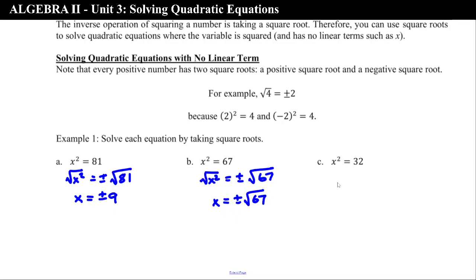All right, for C, we've got the square root of x squared on this side, and the square root of 32 on this side. And don't forget your plus or minus. Square root of x squared is x. Now, we can simplify the square root of 32, because 32 is 16 times 2, 16 being a perfect square. We went over how to do that in the last section. So we have x equals plus or minus, pull your 16 out, square root of 16 is 4, square root of 2. And that would be your answer to this one.